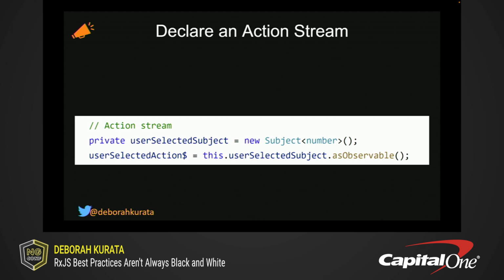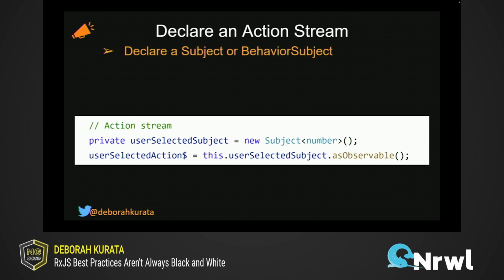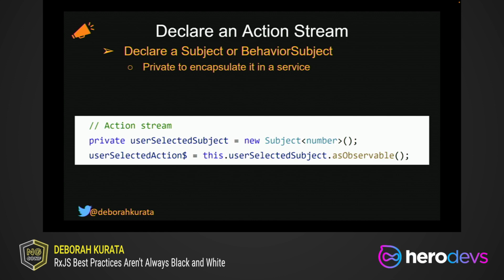First, we're going to declare an action stream. And as you might guess, the way that we do that is with a subject or a behavior subject. We define the subject or behavior subject as private so that it's encapsulated in the service that declares it. Why do we do that?